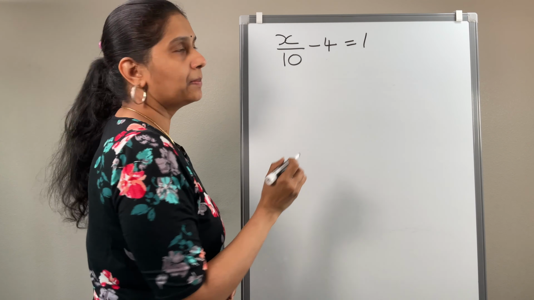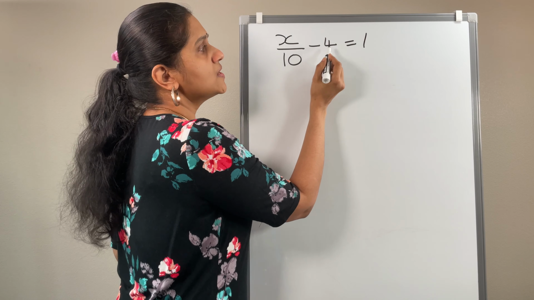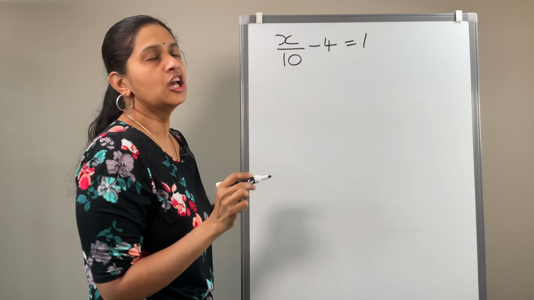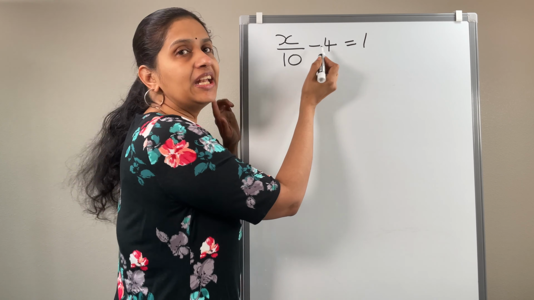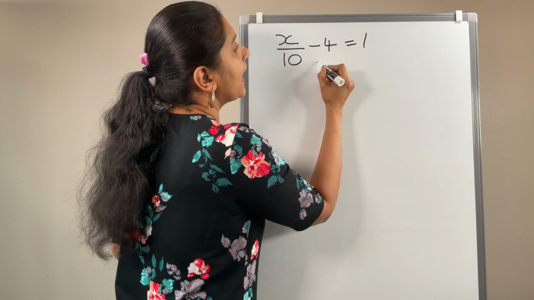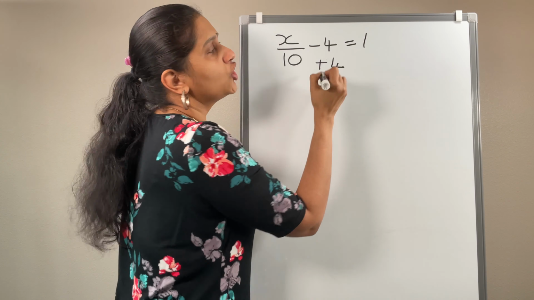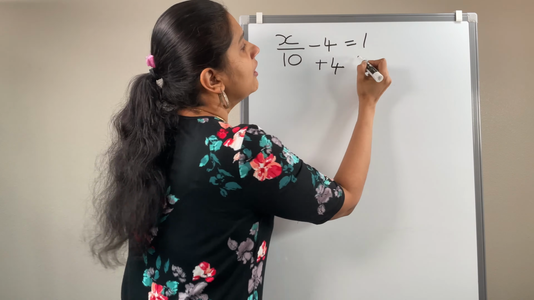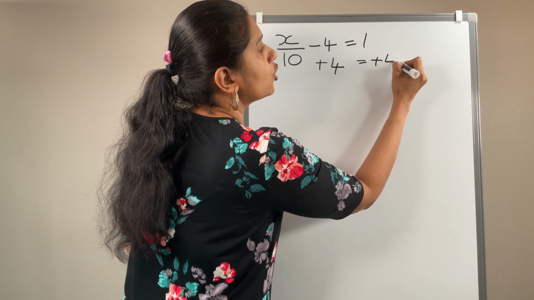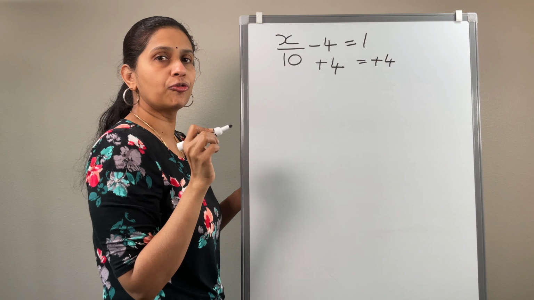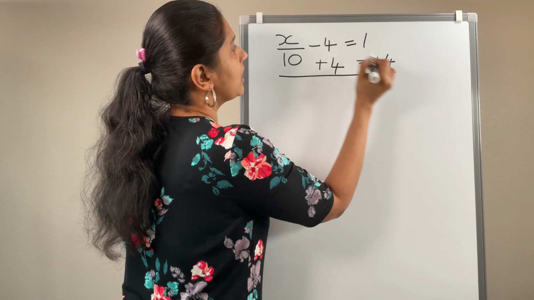Consider the example x by 10 minus 4 equal to 1. To isolate the variable x, first we need to avoid negative 4. For that, I am taking the inverse of negative 4, which is positive 4. When you do one operation on one side, you should do the same on the other side also. So I am adding positive 4 on both sides. Now what are we left with?